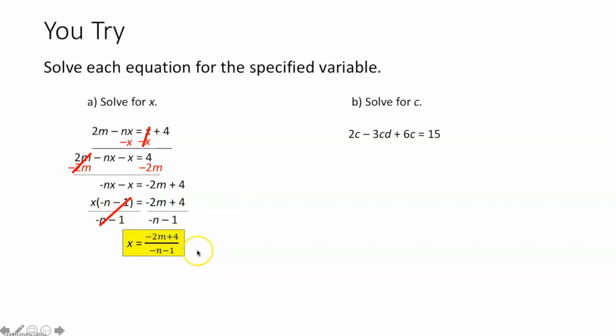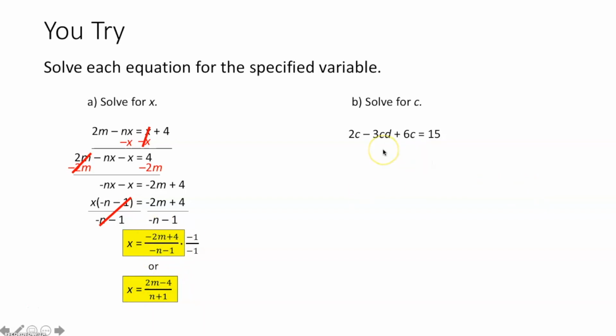Now, you could leave your answer like this. I would accept it. But what you can do is multiply the numerator and denominator by negative 1. And all that would do is you would distribute the negative 1 in the numerator and the denominator and make it so it's x is equal to 2m minus 4 over n plus 1. Okay, it just looks nicer than this one.